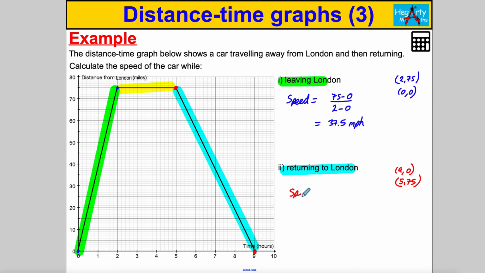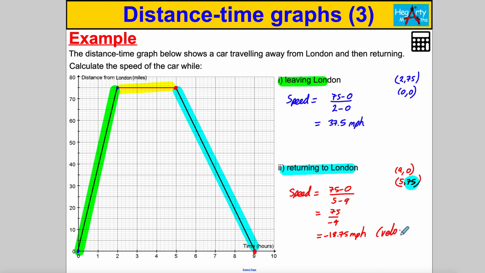So the speed here is difference in y's. So what we're going to do is 75 take away 0 divided by 5 take away 9. That gives us 75 over -4, and when we type that into our calculator, we actually get ourselves a negative answer, negative 18.75 miles per hour. Now, actually, this is the velocity.